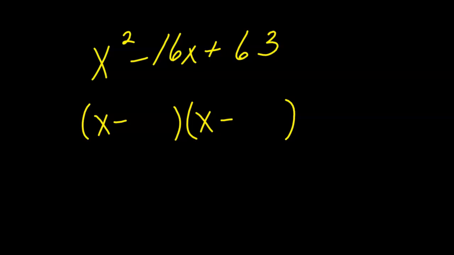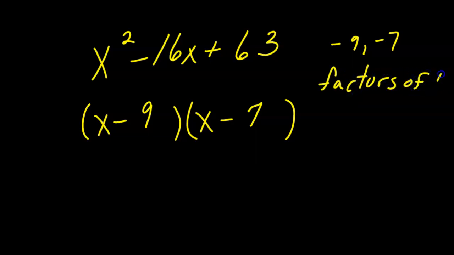So now we just need the two numbers. So 63, I know, is divisible by 9. So 9 times 7 will give me positive 63. And when you add those together, you get negative 16. So those are your numbers. So again, we're looking at factors of c. For this one, it was factors of 63 that add to negative 16.